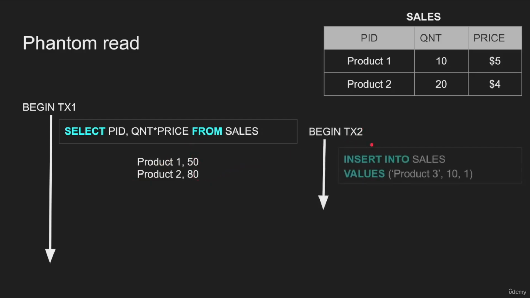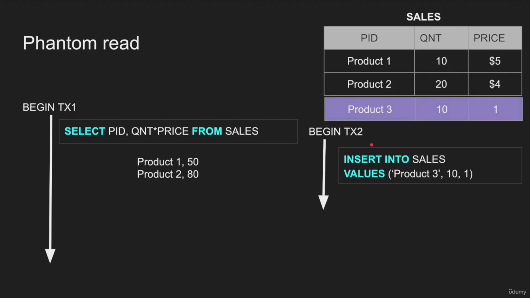Transaction 2 started. Now, it didn't really update. It inserted a new product, a completely new product. Right? So now if you insert a new product, well, that's fine, because in this case, we didn't really read this product, but get this. It actually commits it. So now we have quantity of product 3 at the price of 1. So an extra $10.